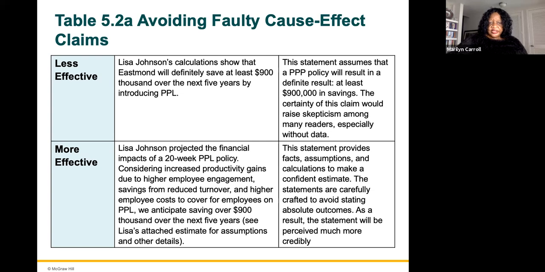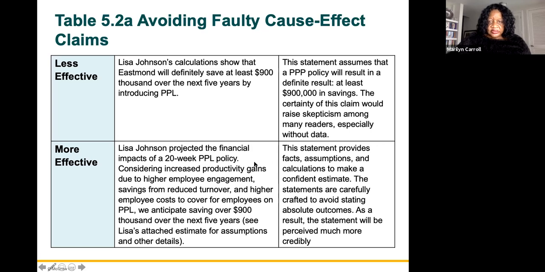up. Now, the more effective way to state this would be: "Lisa Johnson projected the financial impacts of a 20-week PPL policy, considering increased productivity gains due to higher employee engagement, savings from reduced turnover, and the higher employee costs to cover for employees on PPL. We project saving over $900,000 over the next 5 years."